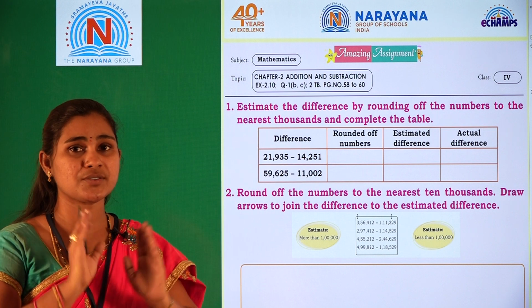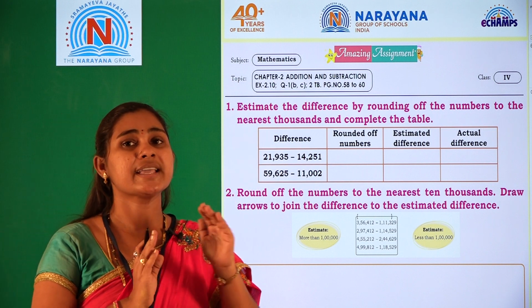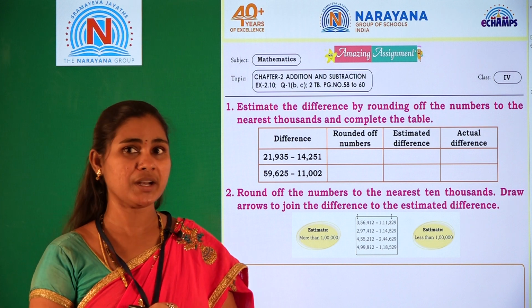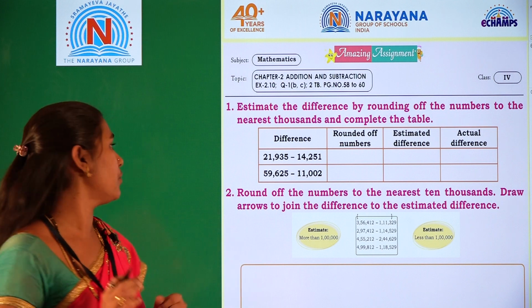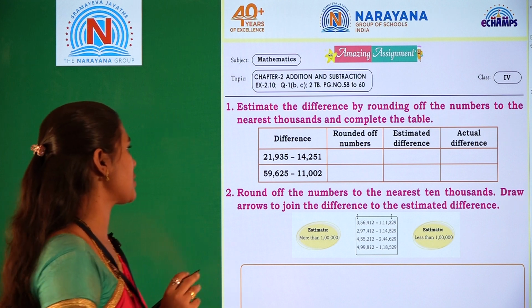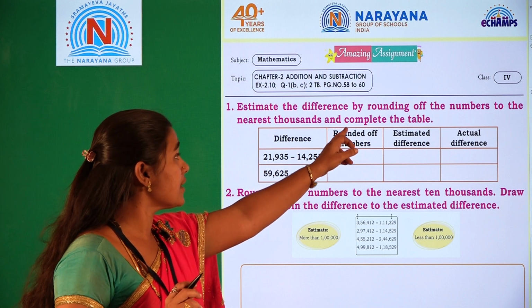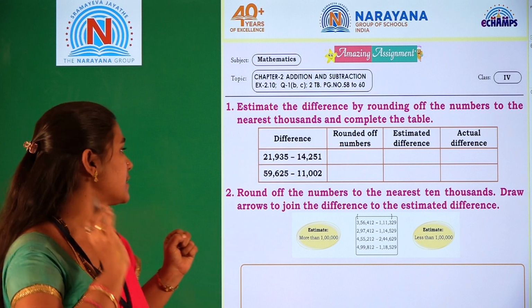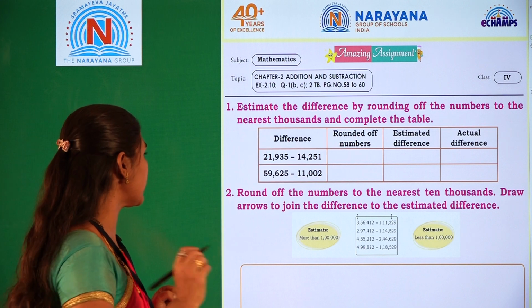Estimate the difference. What's the meaning of estimation? Estimation is nothing but an approximate value of the number, or rounding of the number. Okay, let's move on to the first question. See here, they are telling us to round the numbers to the nearest thousands. How to do the nearest thousands?